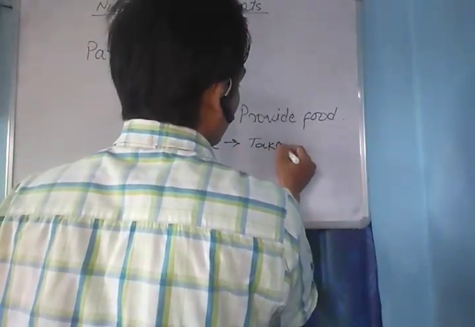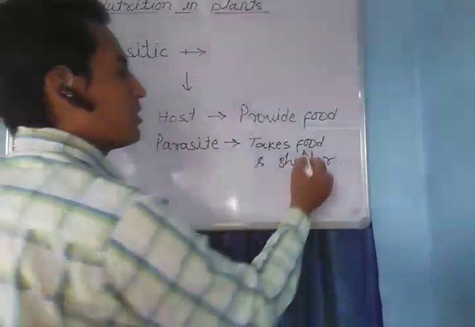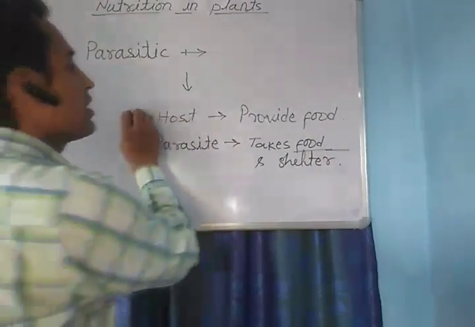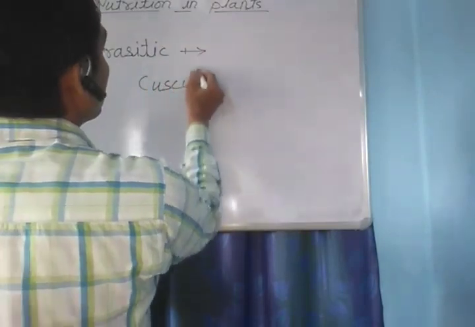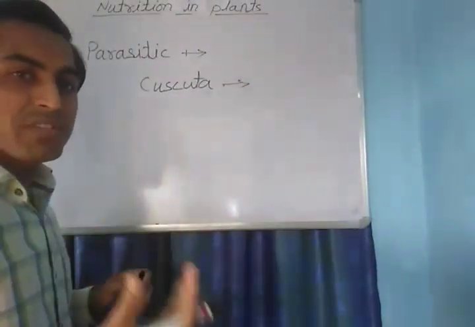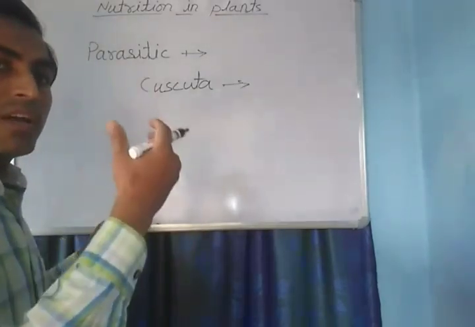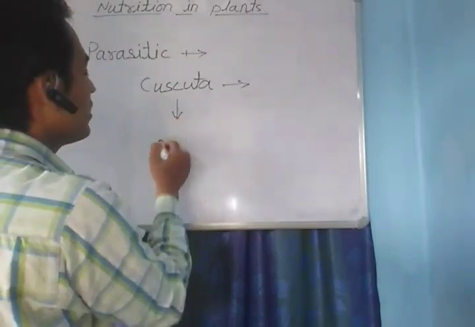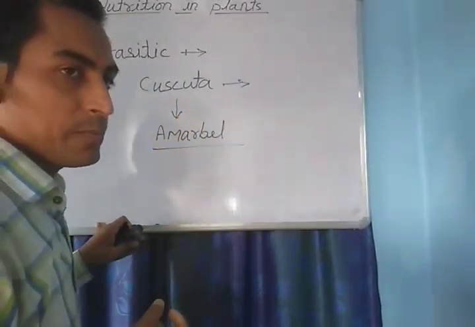The parasite takes food and shelter. Not always shelter, but food always. The best example in case of plants is cuscuta. It is a yellowish, cylindrical, wiry structure, and possibly you have seen this structure on other plants, as they suck the nutrients from them. Cuscuta is also called amar bel in Hindi.